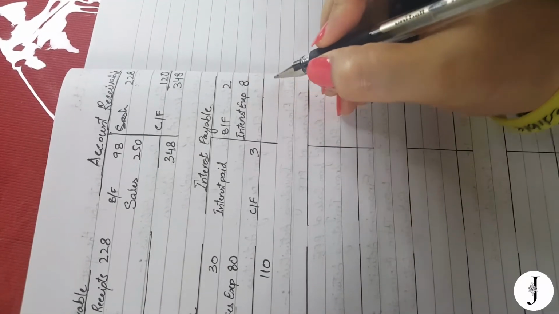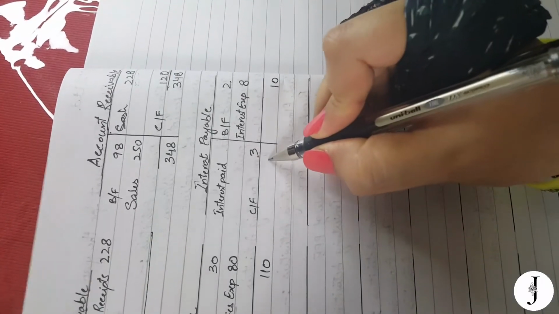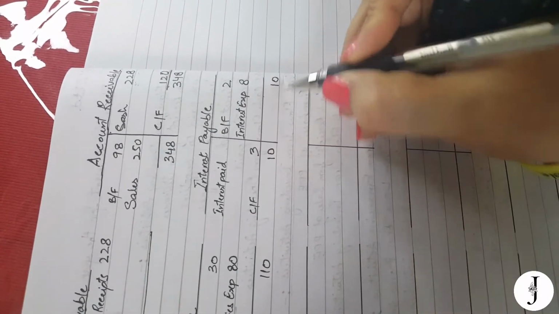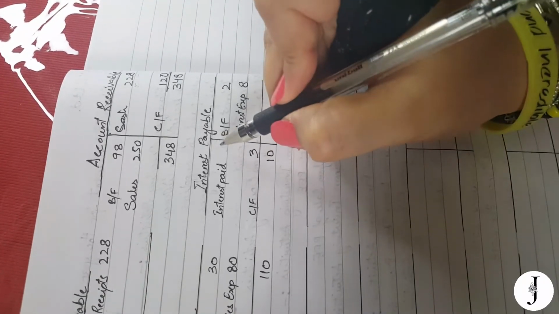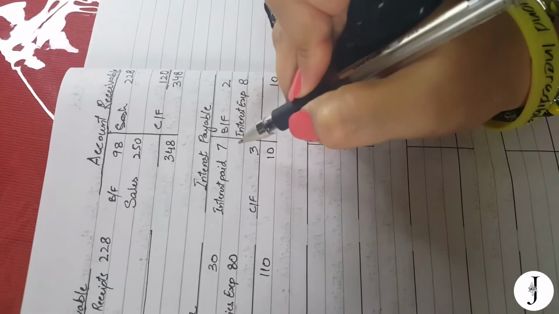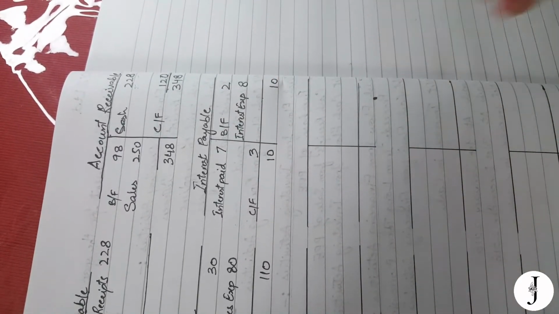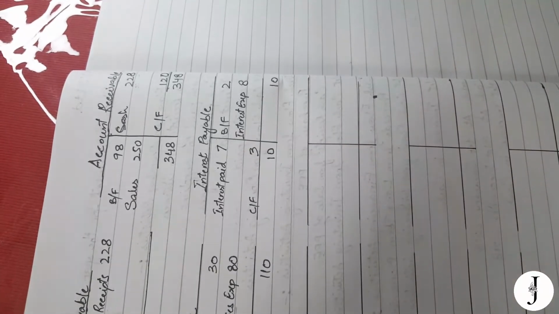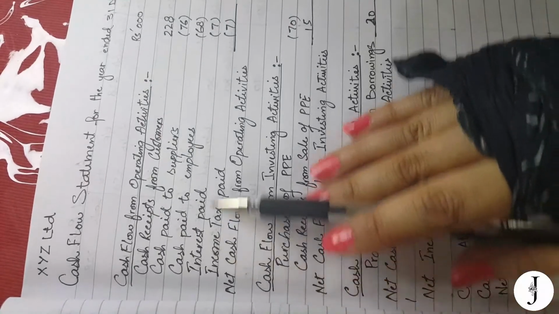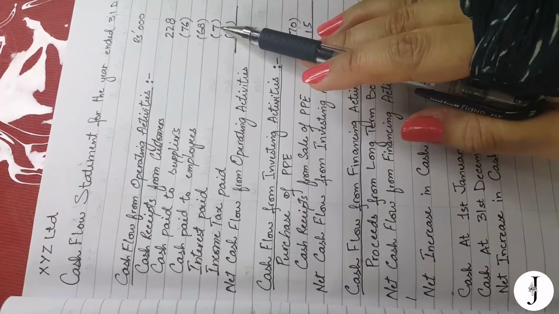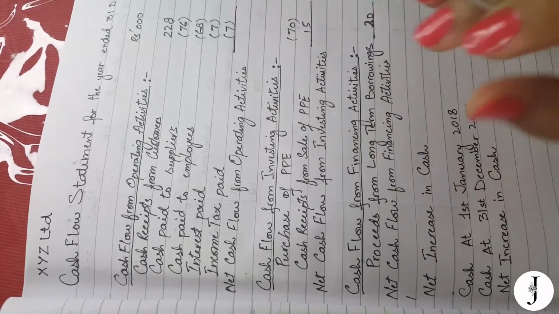So the total of this side is 10,000. So credit side equals debit side. So 10,000 minus 3,000 will give us interest paid, that is 7,000. So this figure will go into the cash flow statement. This is the actual cash paid for interest. So here you see the interest paid figure is 7,000 and it is an outflow. So this is deducting from inflows.